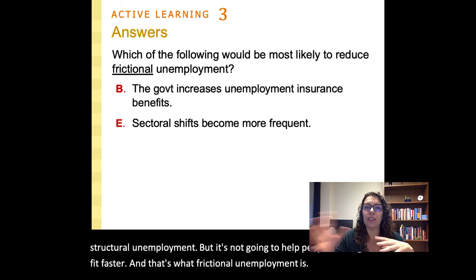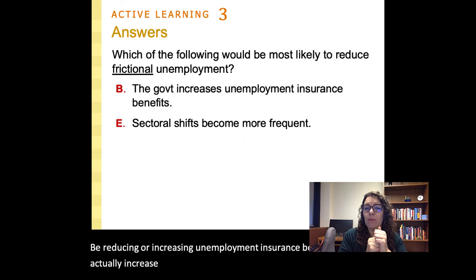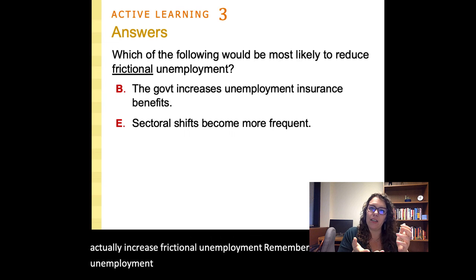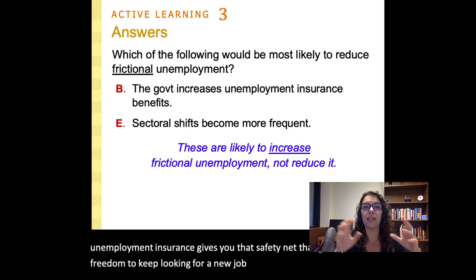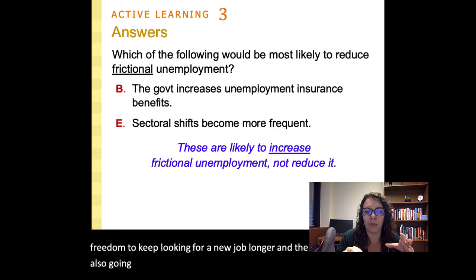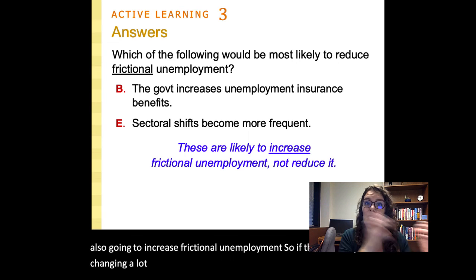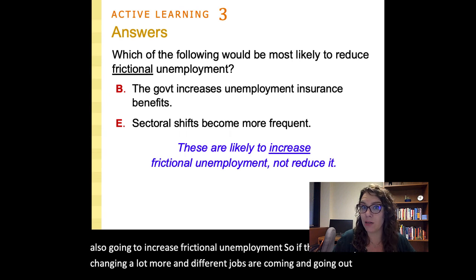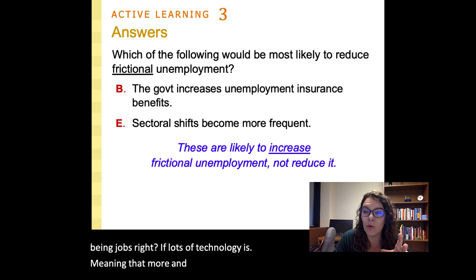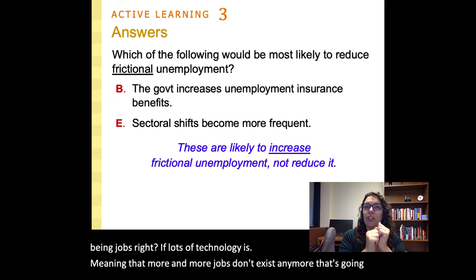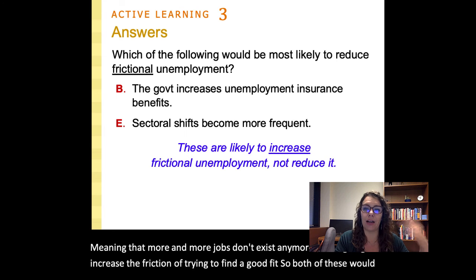B, reducing or increasing unemployment insurance benefits, that could actually increase frictional unemployment. Remember that unemployment insurance gives you that safety net that gives you the freedom to keep looking for a new job longer. And the sectoral shifts are also going to increase frictional unemployment. So if the economy is changing a lot more and different jobs are coming and going out of being jobs, right? If lots of technology is meaning that more and more jobs don't exist anymore, that's going to increase the friction of trying to find a good fit.